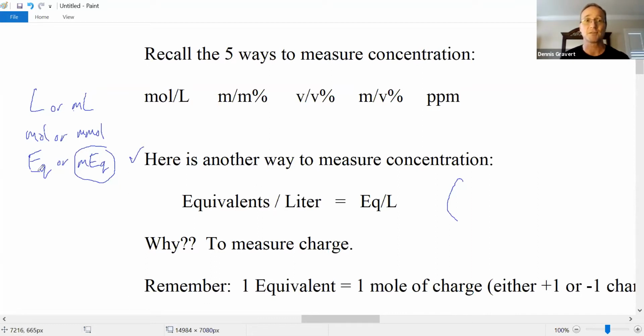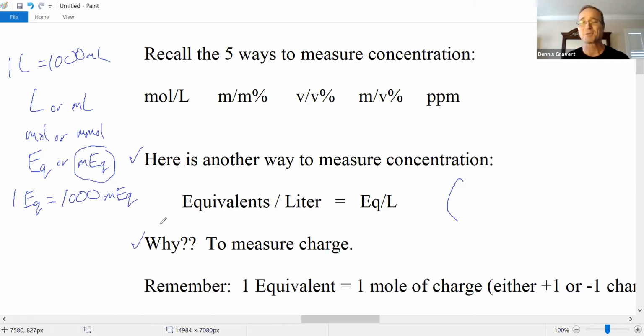How do you change equivalence to milliequivalence? Well, same way you change the liters into milliliters. You multiply by 1,000, right? 1 liter equals 1,000 milliliters. So then it's also true that 1 equivalent equals 1,000 milliequivalents.